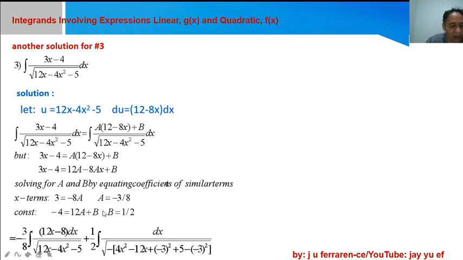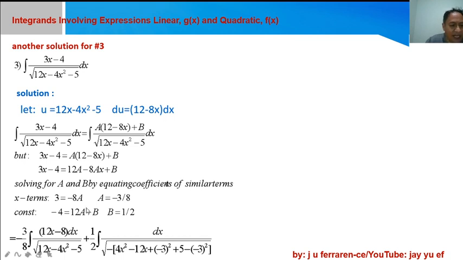I went directly to this because I am assuming that a calculator will be used to solve a system of linear equations in two unknowns. That can be calculated too, with the x terms and then the constant. But you can also substitute your a here, and then solve for b there.